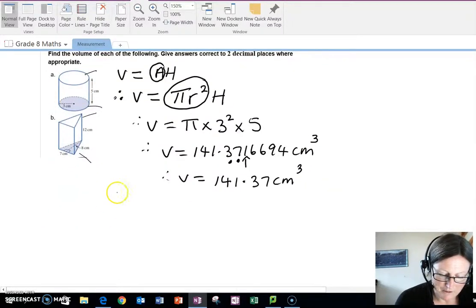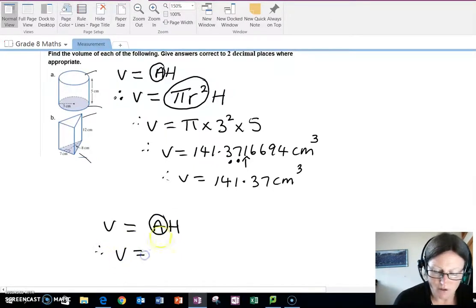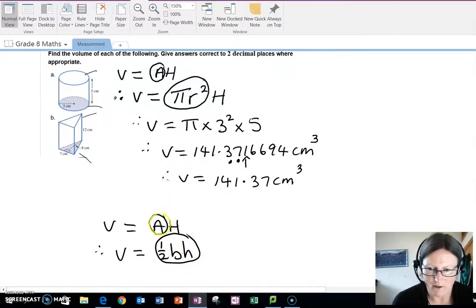Let's look at example B. Same formula because it is a prism. V equals AH, A being the area of the base. The base is a triangle. The formula for the area of a triangle is half base times height. So we replace the A with half base times height because A stands for the area of the base. The base is a triangle, so we put the formula for the area of a triangle. And then we need to times this by this H, which is the height of the prism.